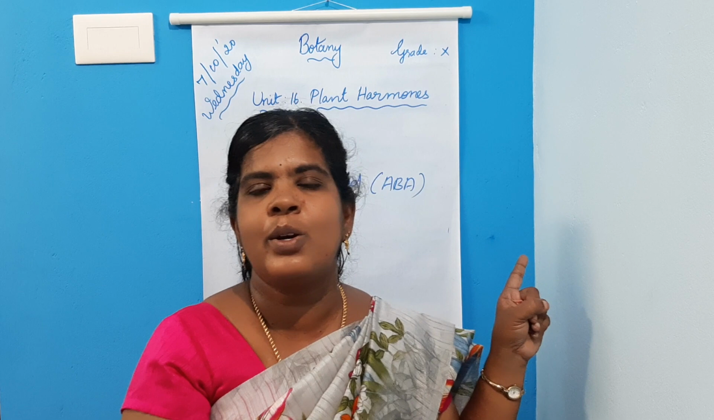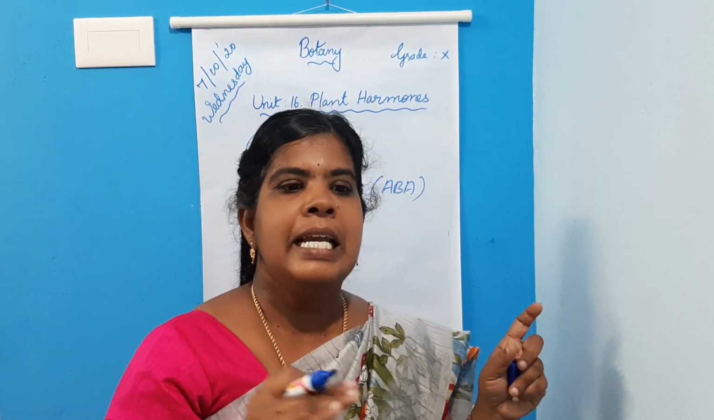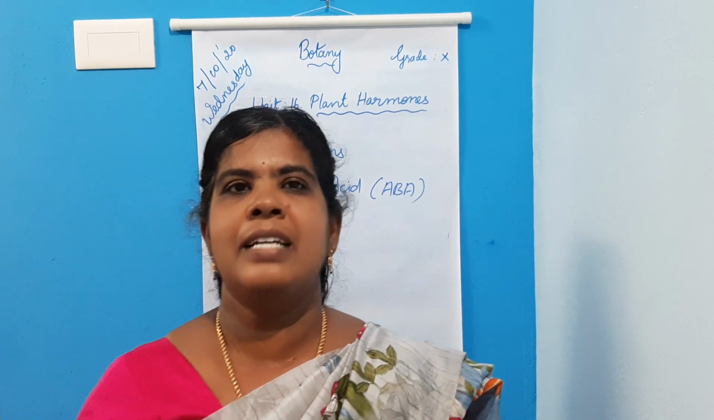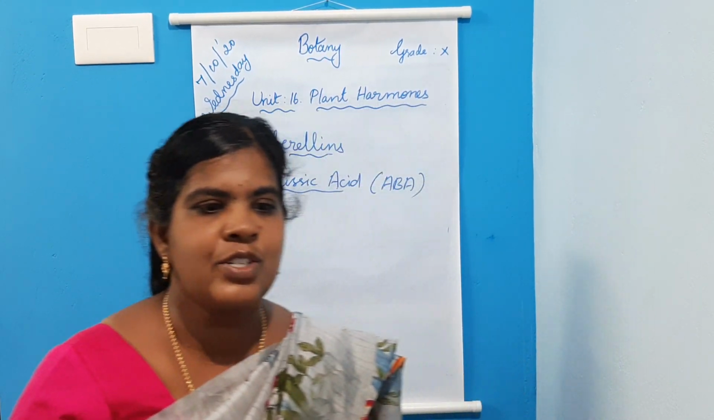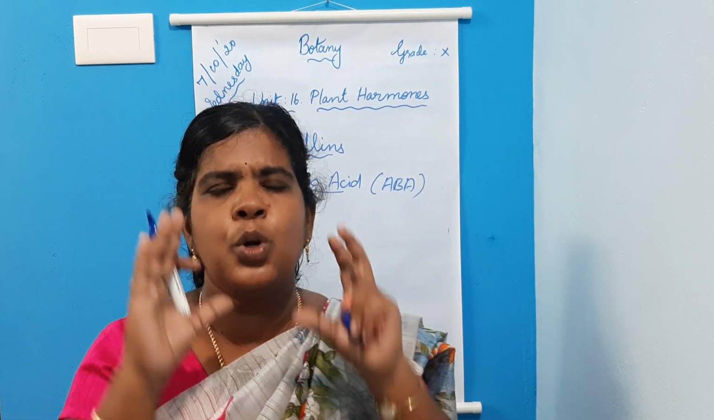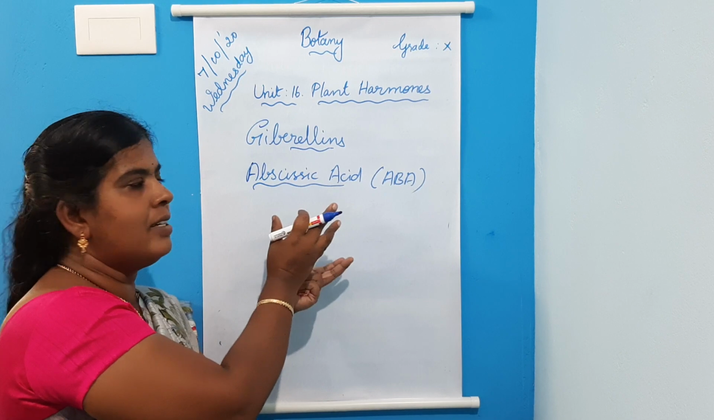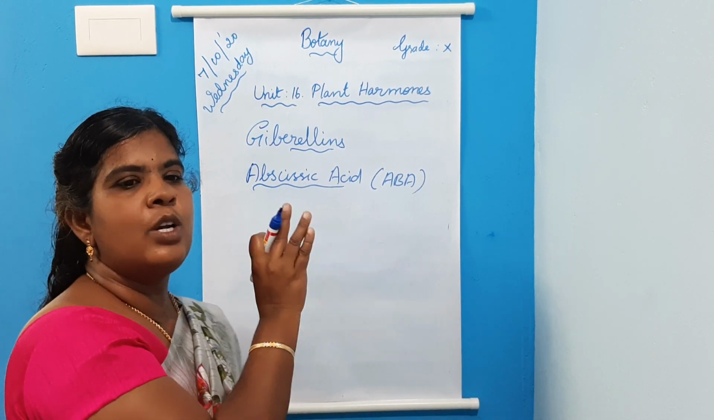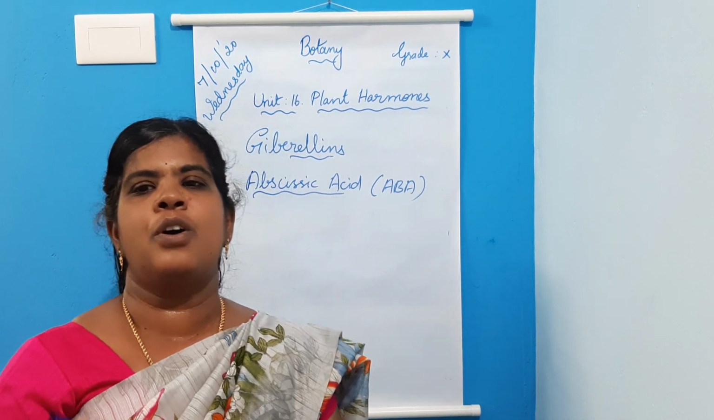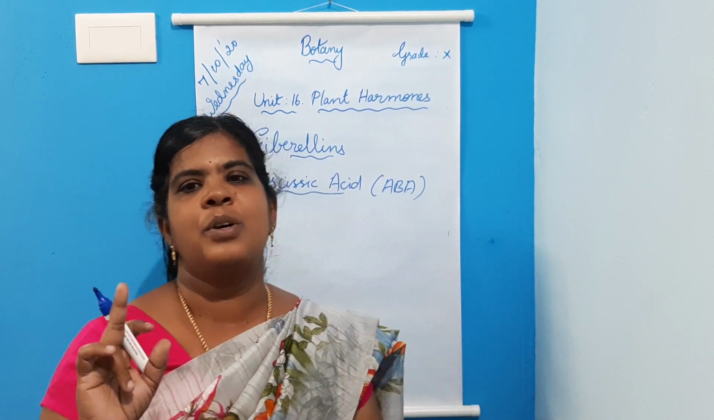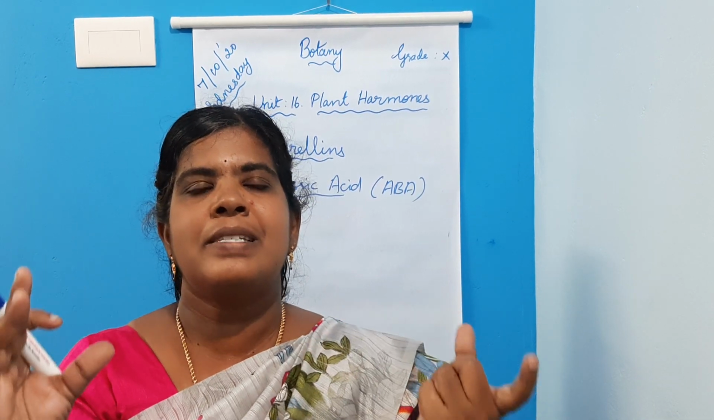So it is also called stress hormone. This abscisic acid increases the tolerance of plants for various kinds of stress, so it is also called stress hormone. It is found in the chloroplast of plants. The stress hormone or abscisic acid is present in the chloroplast of plants. Next is the physiological effects of abscisic acid. First one is it promotes abscission.